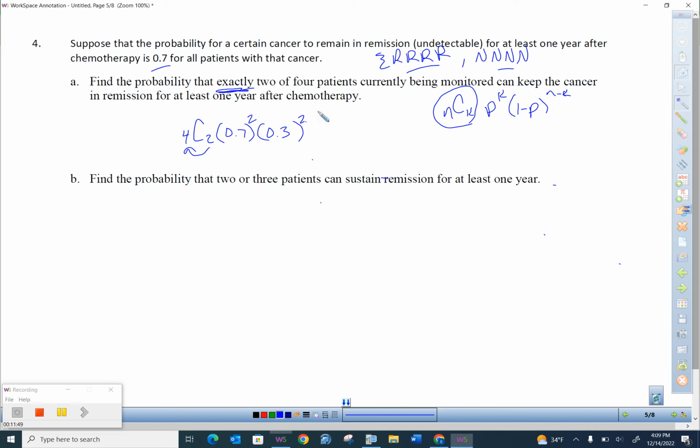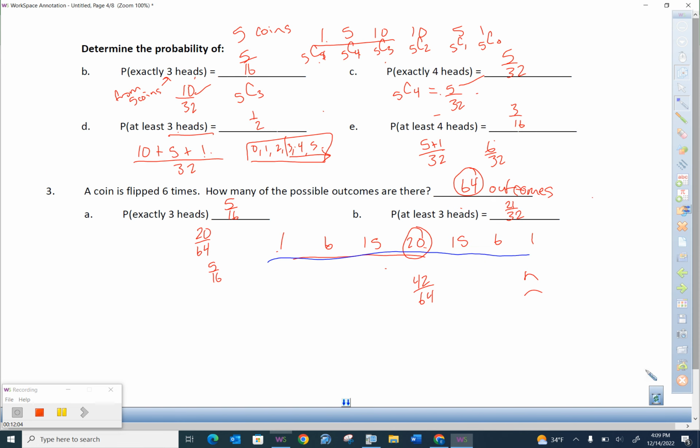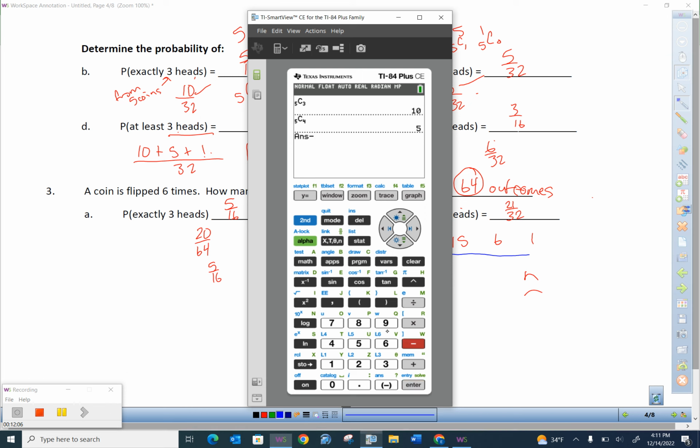But then you can use Pascal's triangle to find this value if you want, rather than typing it in. Okay, 4 choose 2, here's 4, 3, 2, it's the number 6. So then when you type it in, you don't have to use the combinations, you can just use 6 and then follow with the rest. So the 0.7 we wanted 2 of, and then the 0.3 we wanted 2 of, for a final probability of 0.2646.